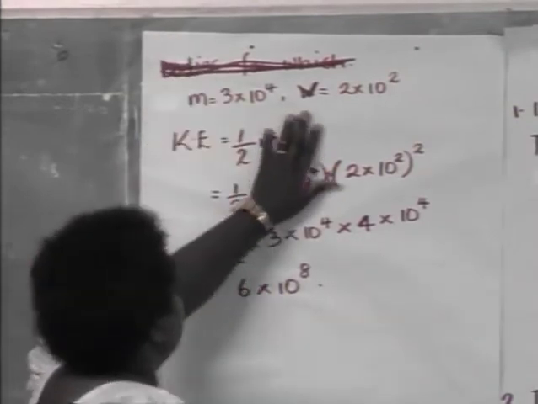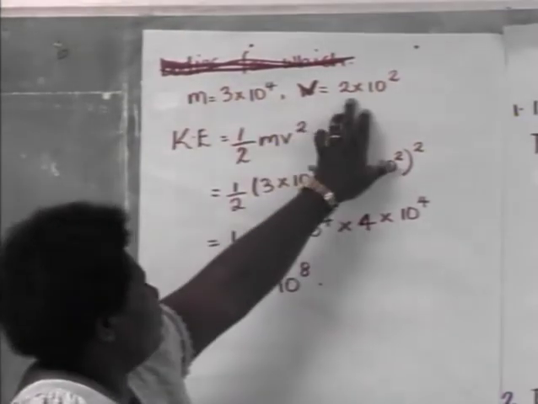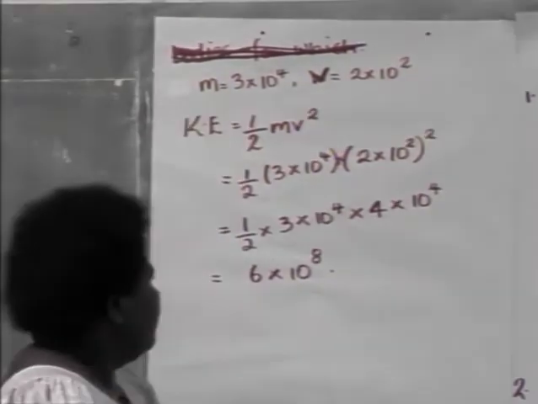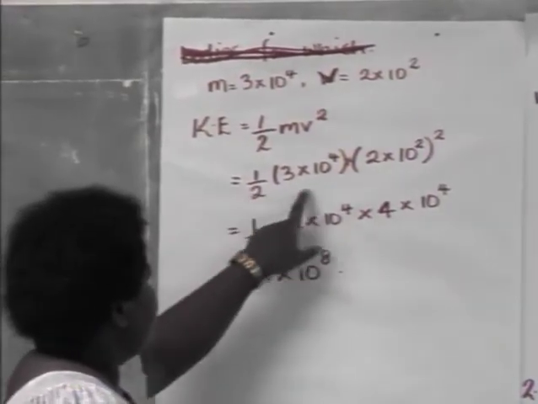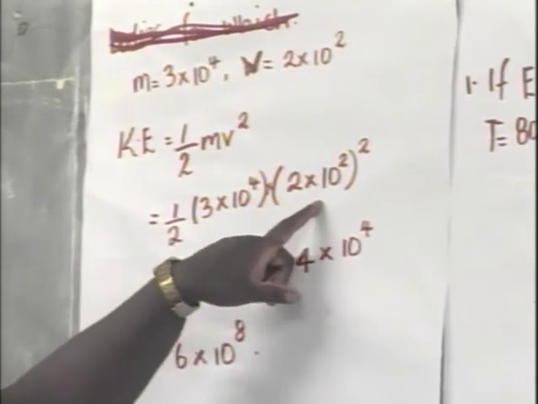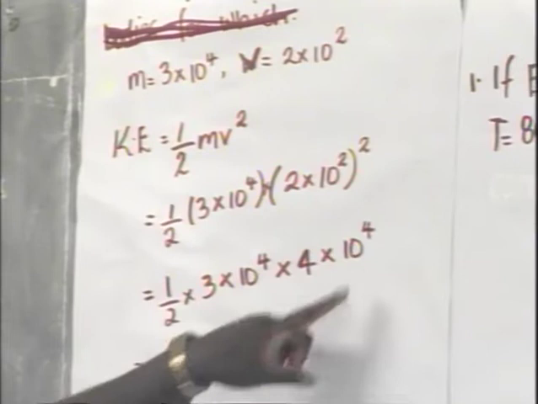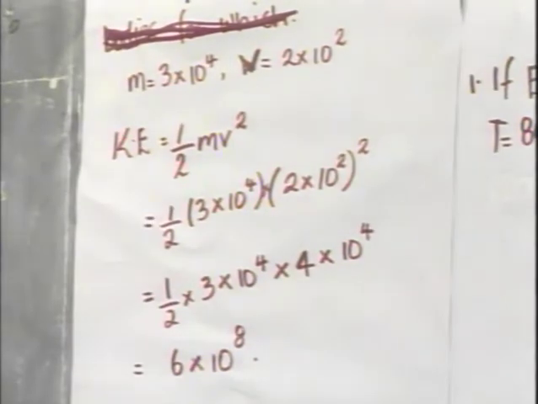All right, if m is equal to 3 times 10 to the power of 4 and v is equal to that, note you have to square v. So it's half m v squared. And 2 times 10 squared is 4 times 10 to the power of 4, 6 times 10 to the power of 8.